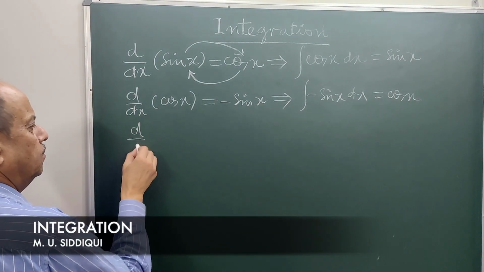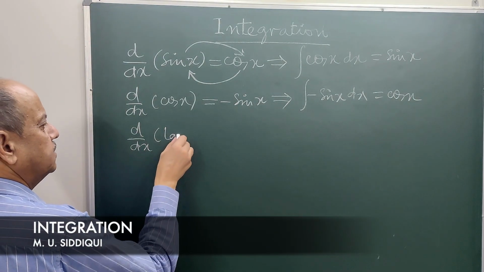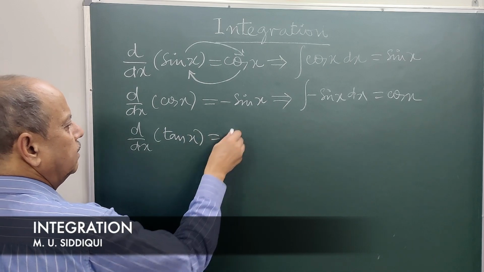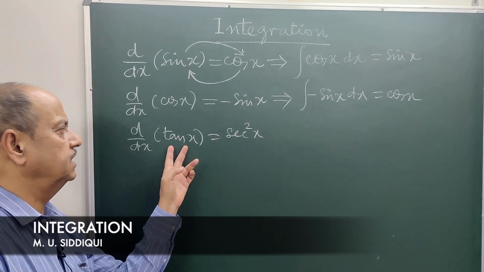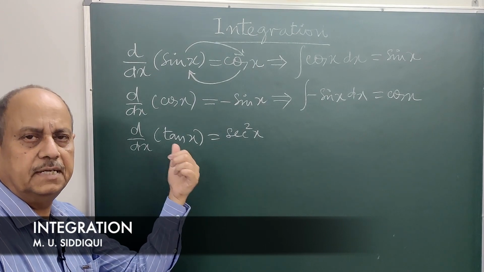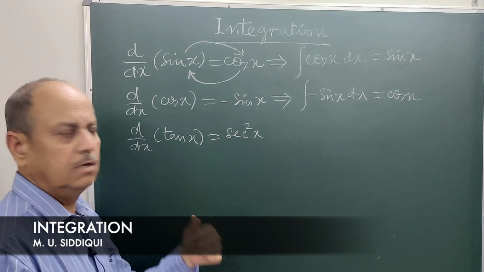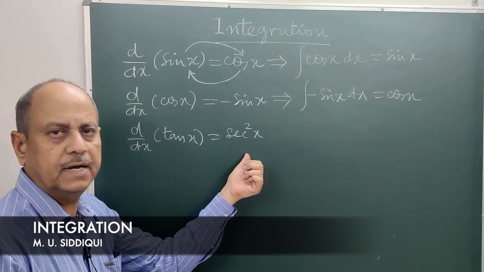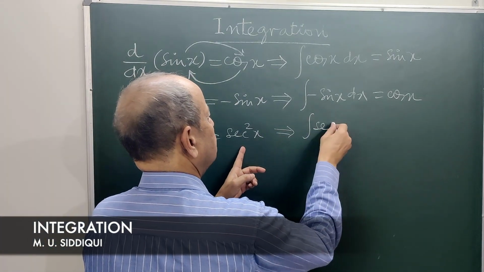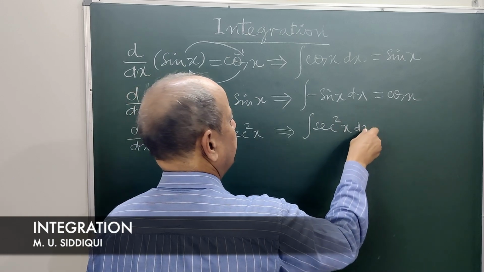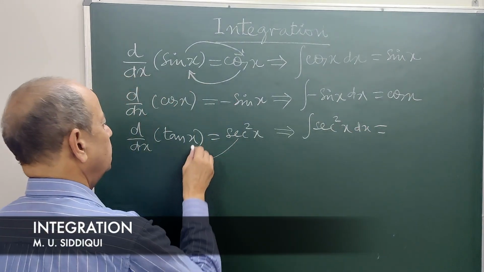Similarly, let us take a few more. d/dx of tan x, we have already done, is equal to sec square x. Differential coefficient of tan x is sec square x. This will imply here that the integral of sec square x with respect to x will be equal to tan x.